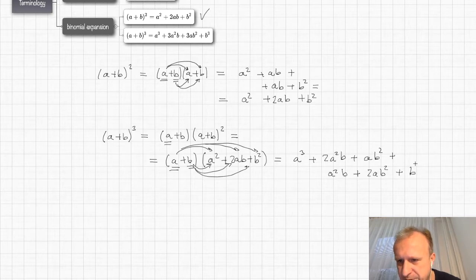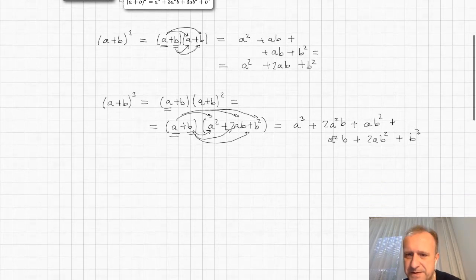which is b cubed. You see, the similar expressions are below each other, and I can now take those and add them together.